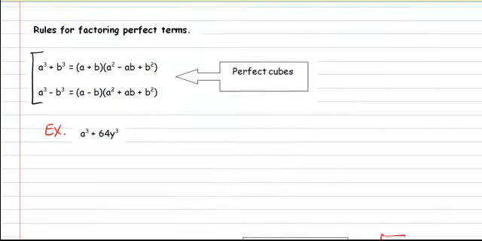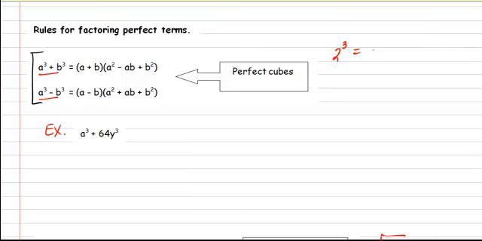Now I want to go back up here to factoring perfect cubes. Perfect cubes will come in the form of a cubed plus b cubed or a cubed minus b cubed. Once again, I'm looking to factor something that only has two terms, but when I look at this, I happen to notice that the first and the last terms are perfect cubes. So you're going to need to recognize cubic numbers. I would suggest that you learn the cubes from 2 to 5.